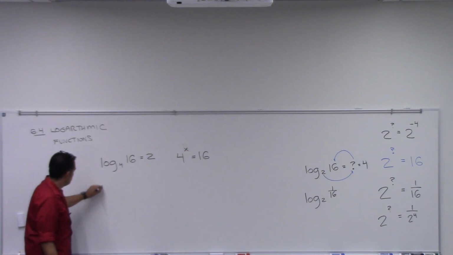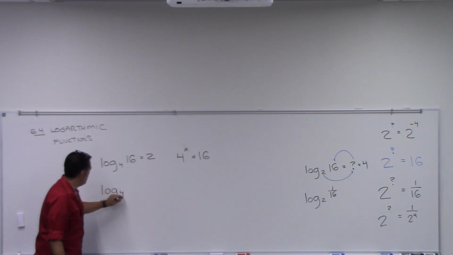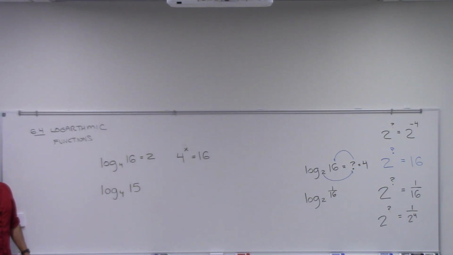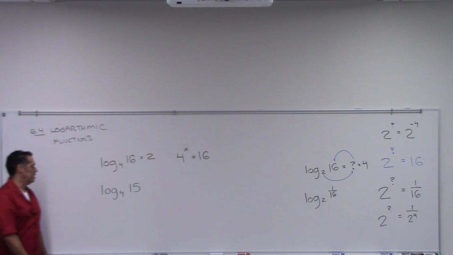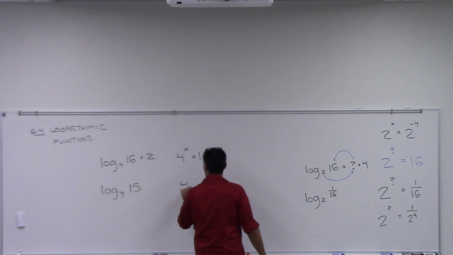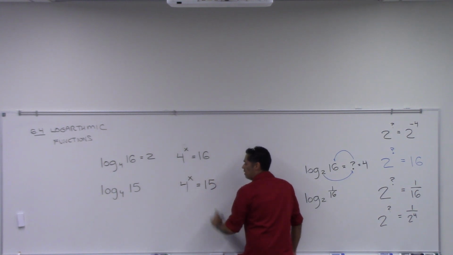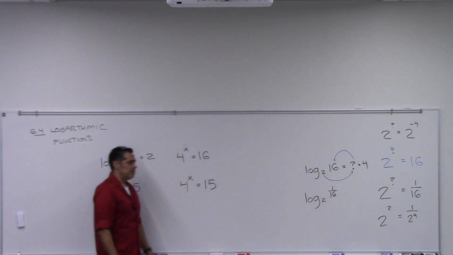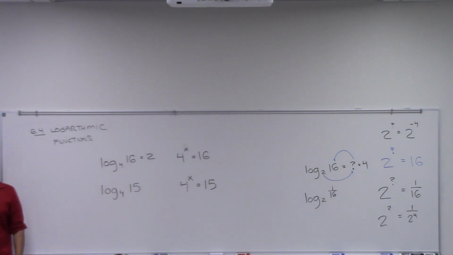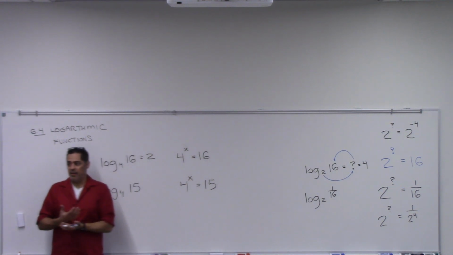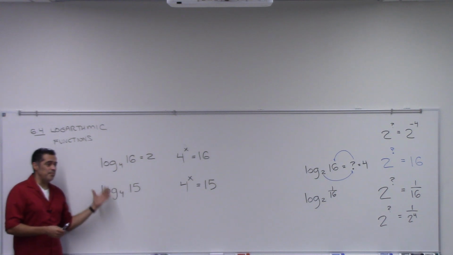How about this one? Log base 4 of 15. What's this really asking? 4 raised to the x must equal 15. We have problems, don't we? Because 15 is not a power of 4. And so you can't do what we just did over there. We can't just say, oh, 4 squared is 16. 4 to what power is 15? So we're stuck again, aren't we? But at least we know what this means now.